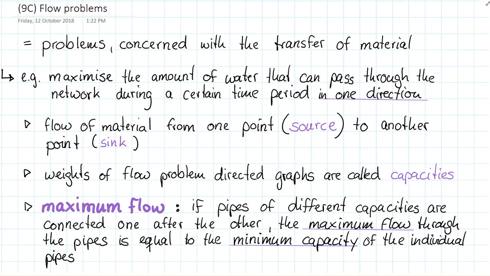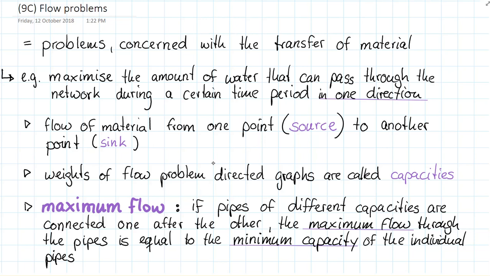Chapter 9c, flow problems. Flow problems are problems that are concerned with the transfer of material. It can be a problem like maximizing the amount of water that can pass through the network during a certain time period. And when we do that, we of course use directed graphs, so it's only going in one direction. The material flows from one point, which we call the source, to another point, which we call the sink.